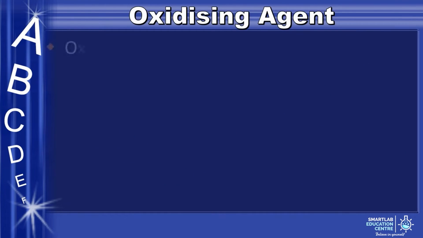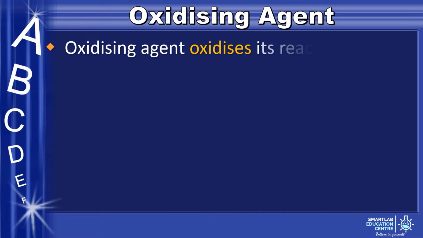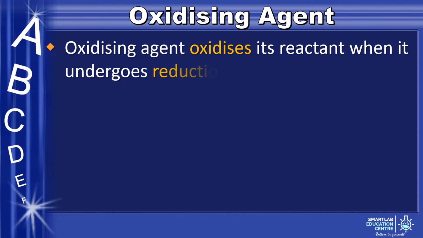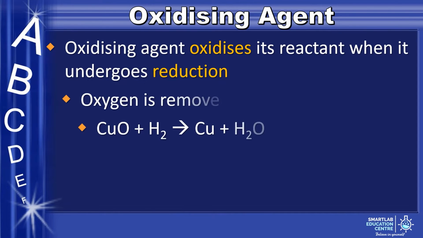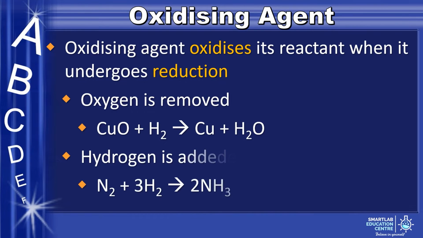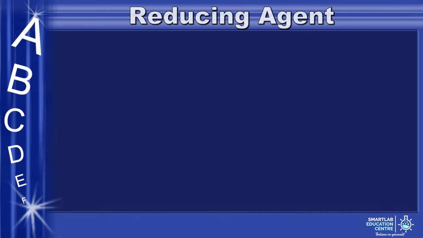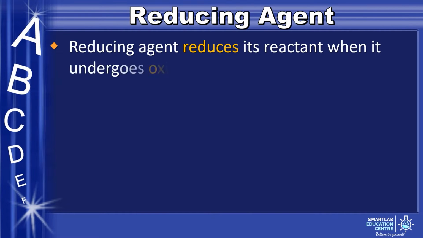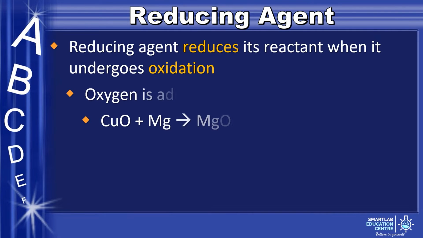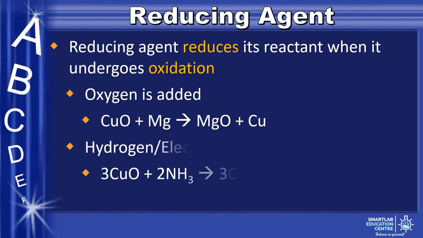An oxidizing agent oxidizes its reactant while it itself undergoes reduction. This can be seen in the examples below where either oxygen is removed, or hydrogen is added. A reducing agent reduces its reactant while it itself undergoes oxidation. This can be seen in the examples below where either oxygen is added or hydrogen or electrons are being removed.